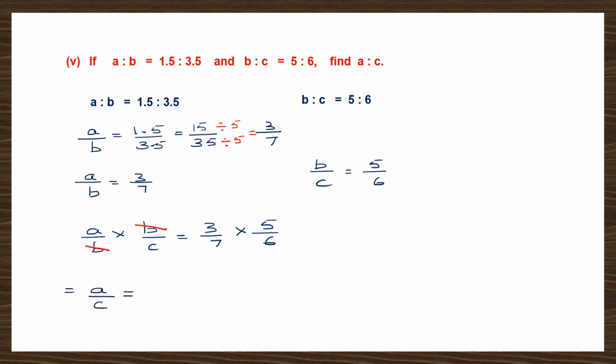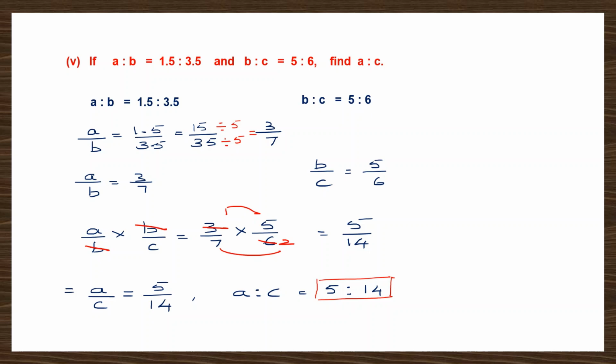Now on the right hand side, what can we cancel? We can cancel 3 and 6. 3 1s are 3, 3 2s are 6. So multiply the numerators and the denominators and write here. So here this is 1 5s are 5, 7 2s are 14. So A by C is equal to 5 by 14. So now we're going to write it as a ratio. A is to C is equal to 5 is to 14. So we have our answer 5 is to 14.